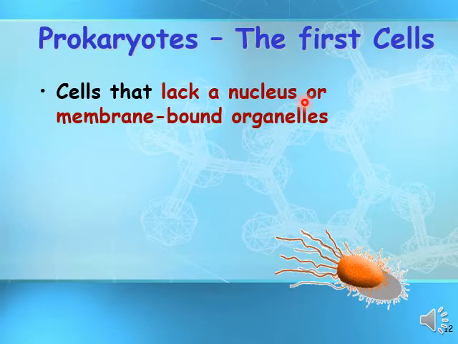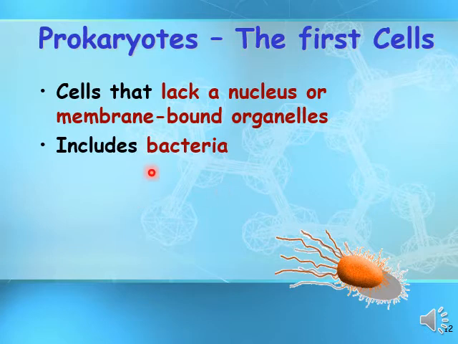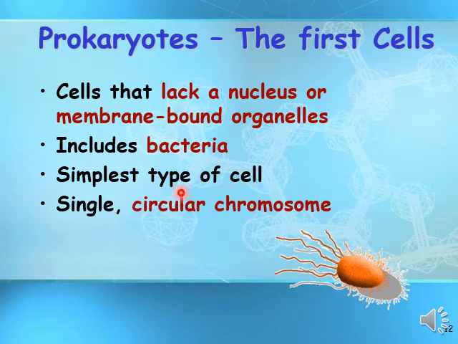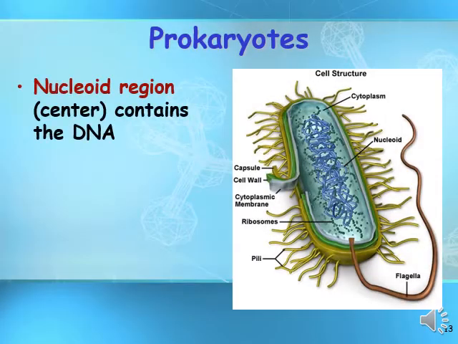Cells that lack a nucleus or membrane-bound organelles are prokaryotes. They include bacteria, which are the simplest type of cell. They have a single circular chromosome. Their chromosomes are characterized by being circular in shape and single. The nucleoid region, the center, contains the DNA.